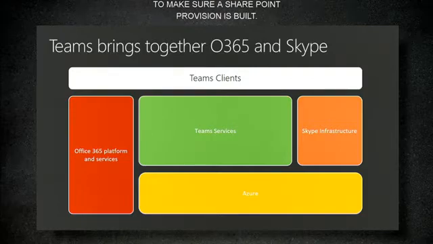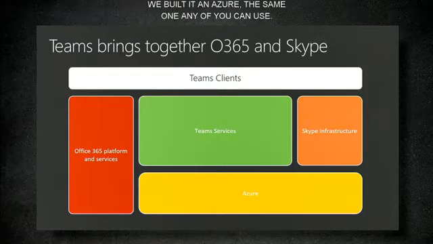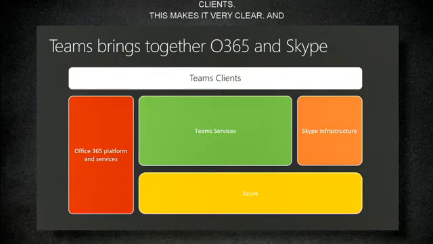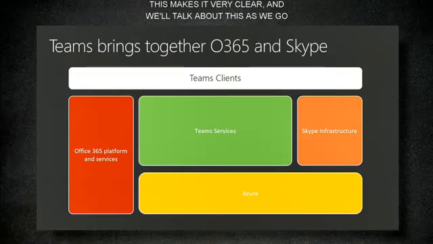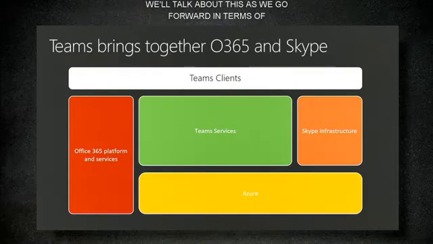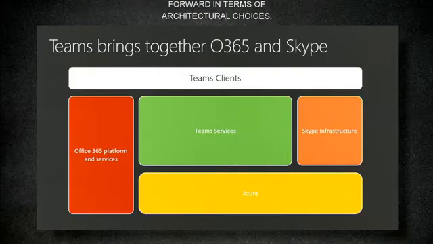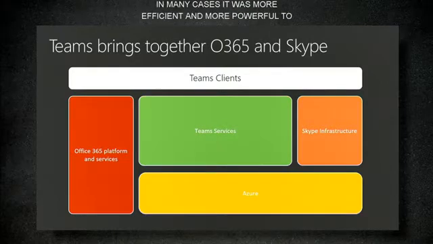And then we have a series of clients, and this makes it very clear, and we'll talk about this as we go forward in terms of architectural choices. Our clients are not just built on top of a Teams API or a Teams layer. In many cases, it was more efficient and more powerful to let the clients talk directly to the other services. And we'll talk about those as we go forward with the architecture.